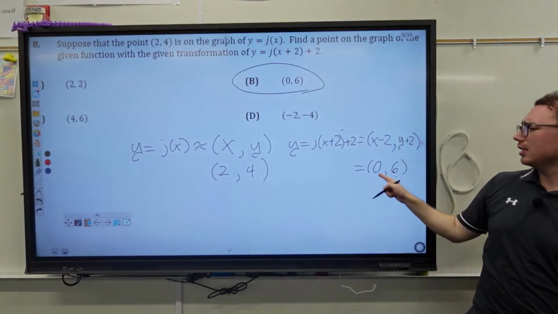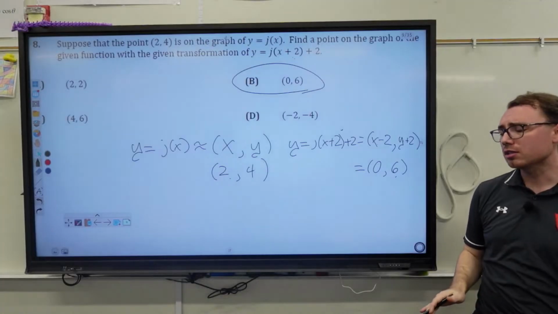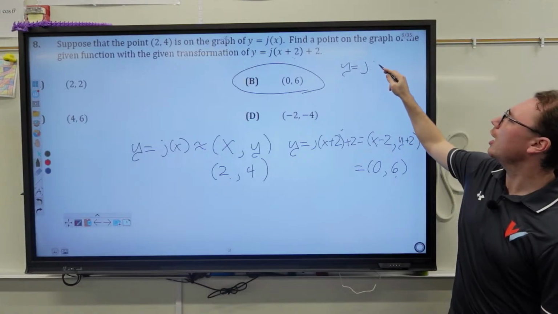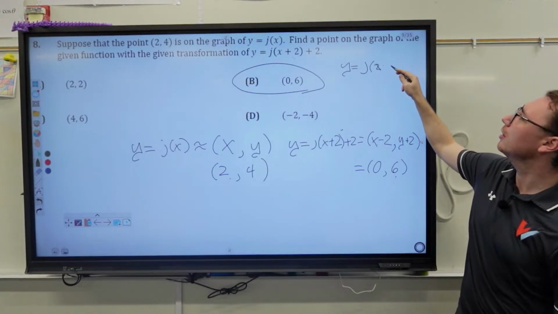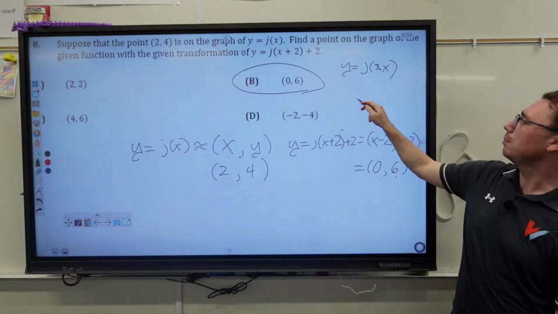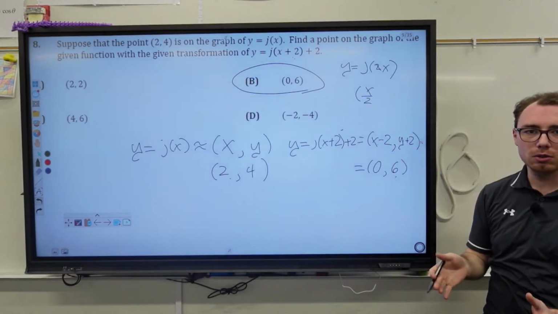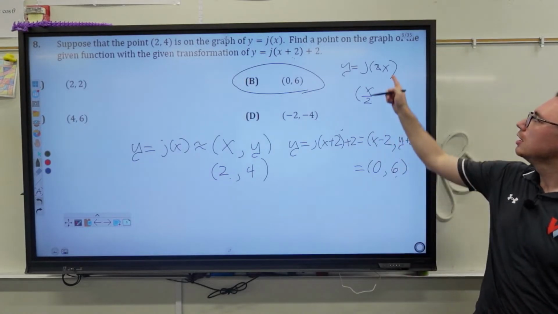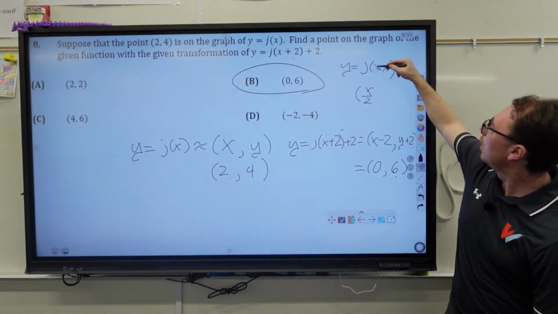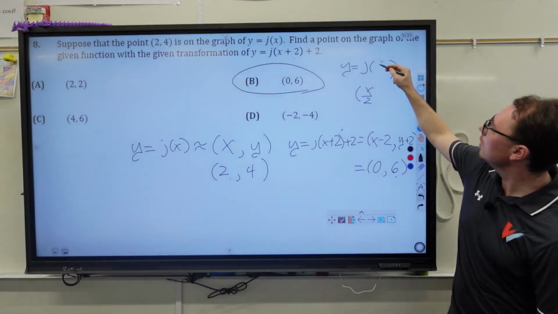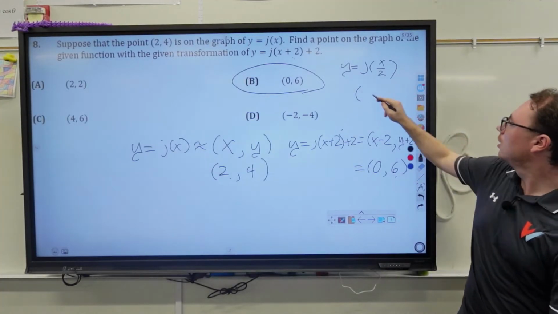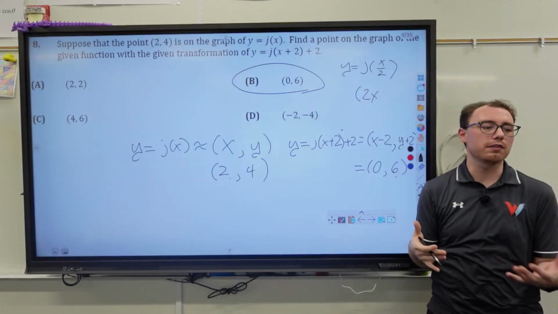Key points: things affecting x are inverse. As a side example, if we happen to have y equals j of 2x here instead of x plus 2, the rule in that case would be x divided by 2, whatever the inverse function is. Same thing if it was x divided by 2 in that parent function, the new rule would just be 2x. So it's just an inverse effect for all of those.